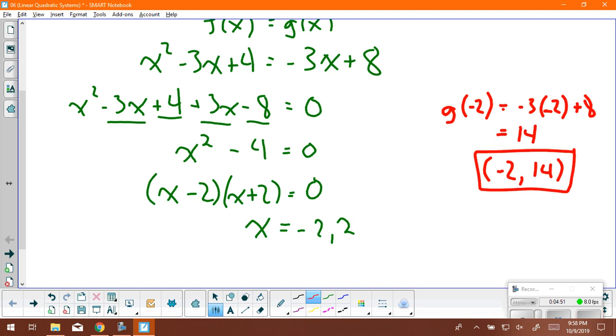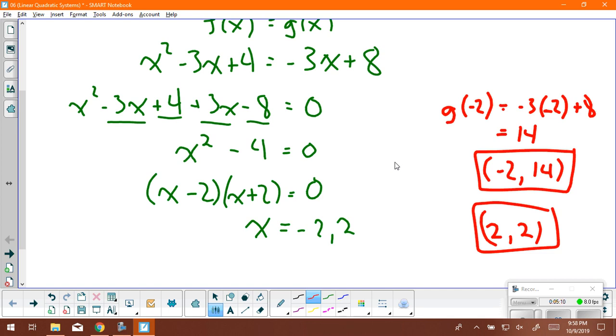Similarly, if I plugged in positive 2 into my equation, I would get the point (2, 2). So my other point is (2, 2), and those are my solutions to the original question. That's pretty much all there is to solving one of these.